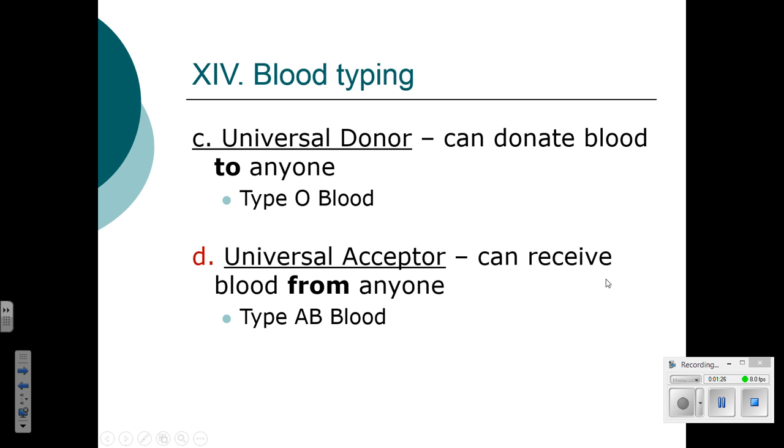The universal acceptor can receive blood from anybody. So this is type AB blood. So they can get A, they can get B, they can get AB, and they can get O. Okay, this type O can give to anybody, but unfortunately can only receive type O blood. And AB can only give to somebody else who's AB, so it's a little bit tricky.